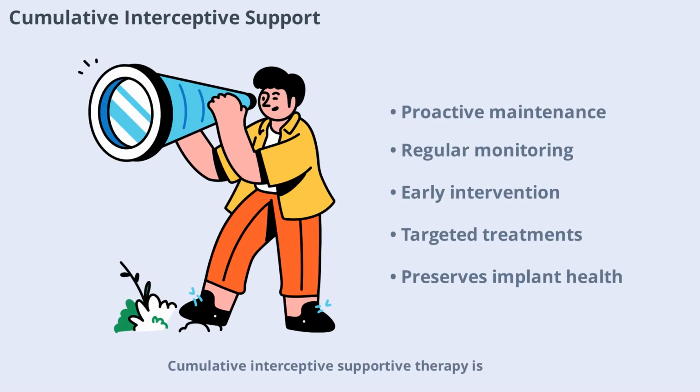Cumulative interceptive supportive therapy is a proactive approach to implant maintenance. This strategy involves regular monitoring and early intervention to address any signs of infection or inflammation before they become serious. By catching problems early, dentists can provide targeted treatments that help preserve the implant and surrounding tissues.